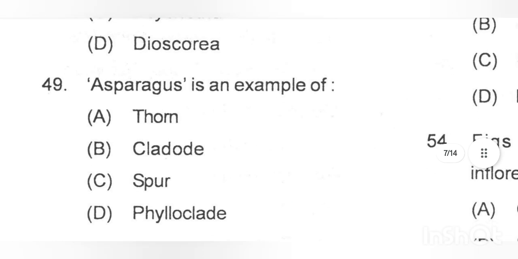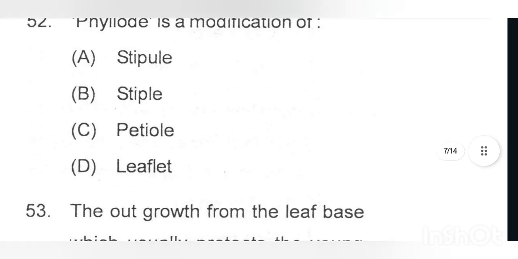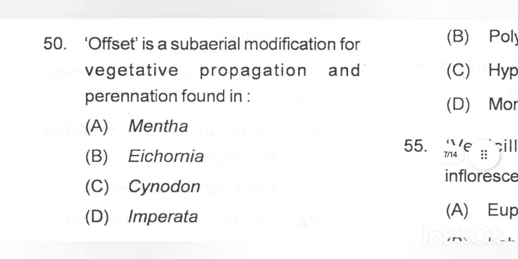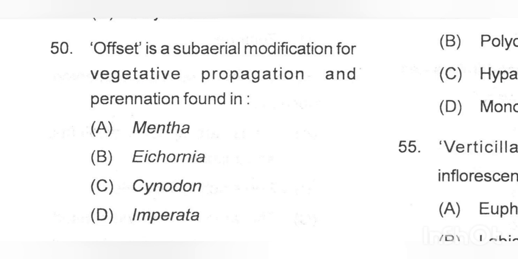Then question number 49, asparagus. Asparagus is an example of your cladode. Then question number 50, offset is a sub-aerial modification for vegetative propagation and perennation which is found in your Eichhornia. Option B is the right answer.